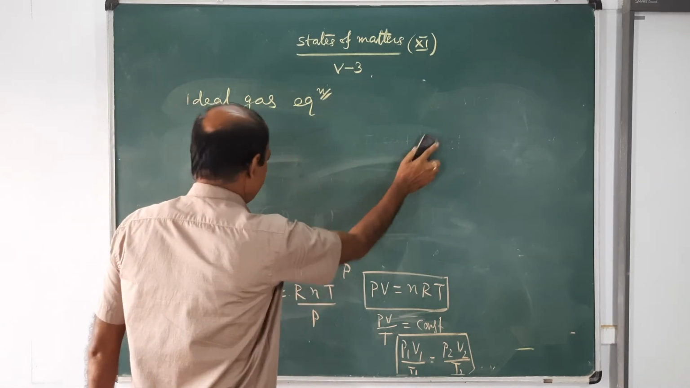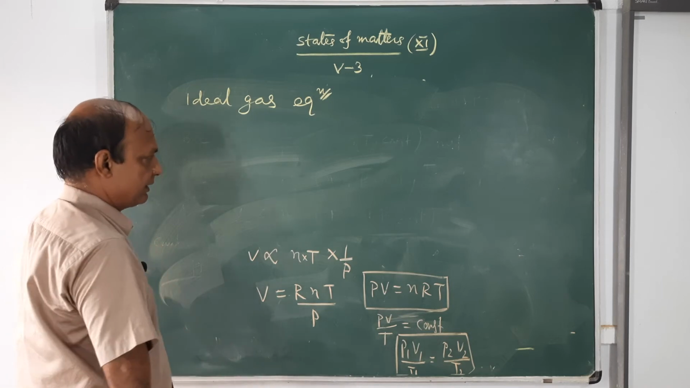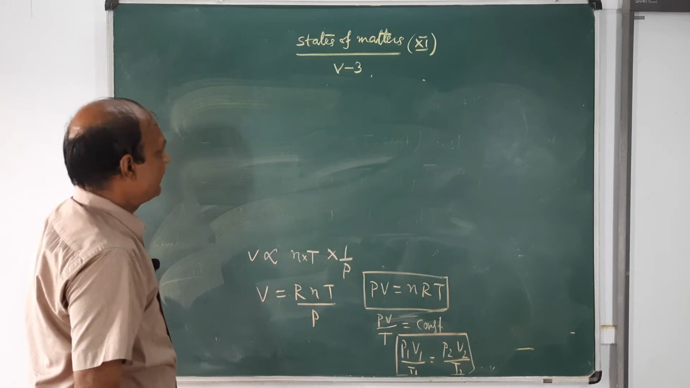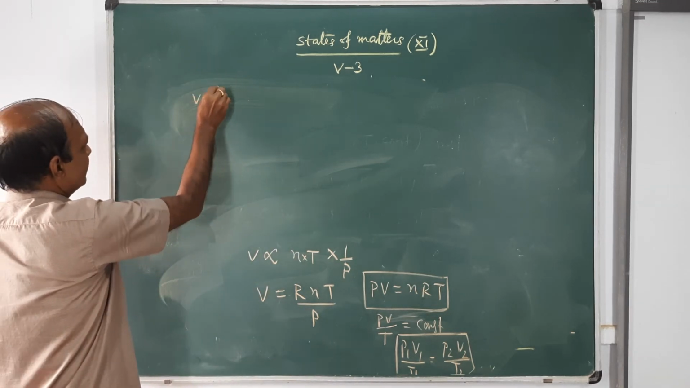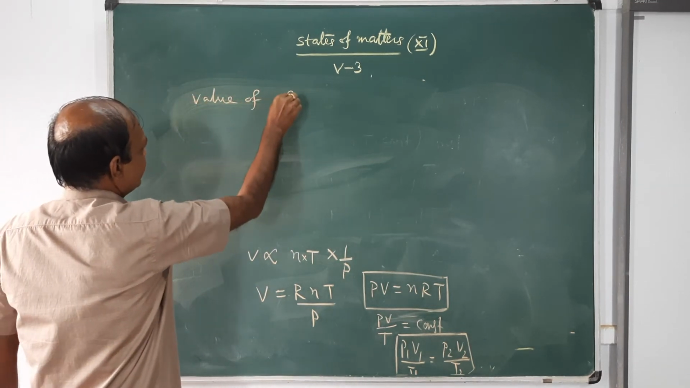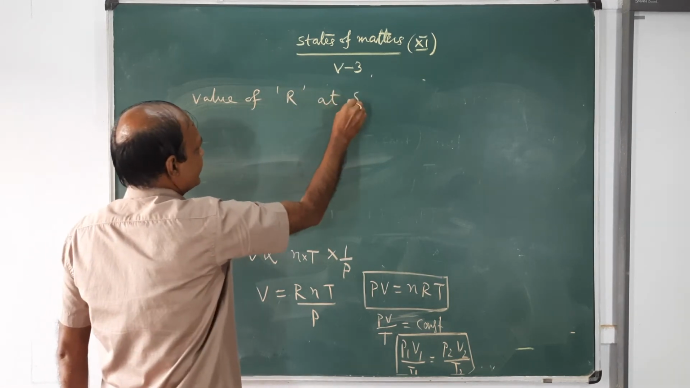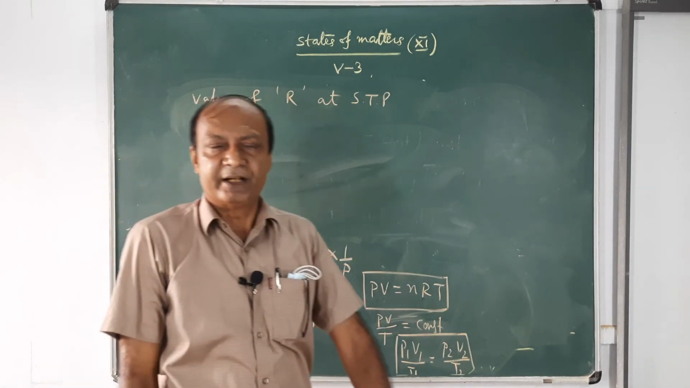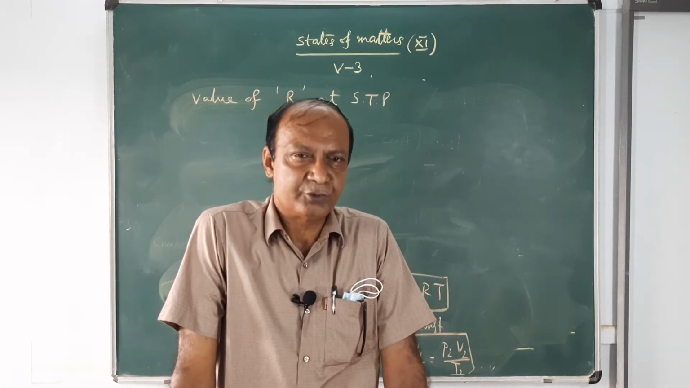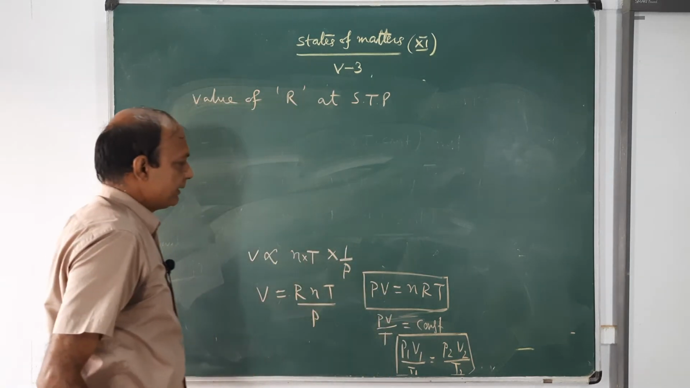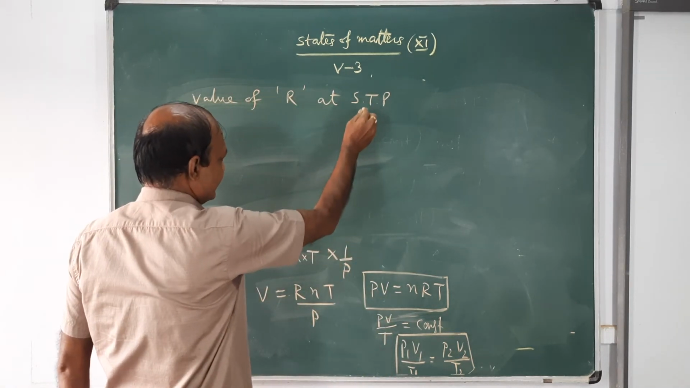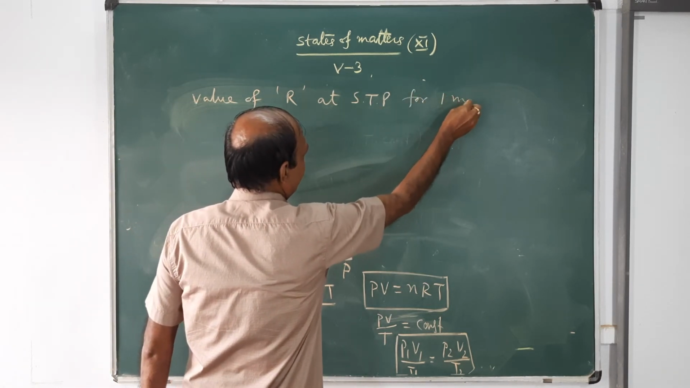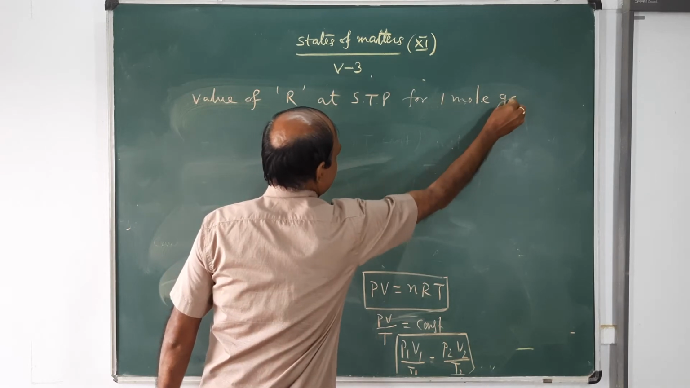We generally use the value of R at STP condition. At STP, the value of the gas constant R is calculated. You know, at STP the temperature is 0 degree centigrade and the pressure is 1 atmospheric pressure. So we take the value of R at STP for 1 mole of any gas.